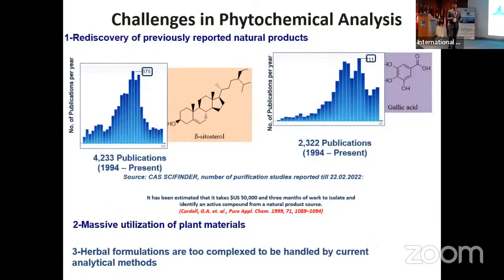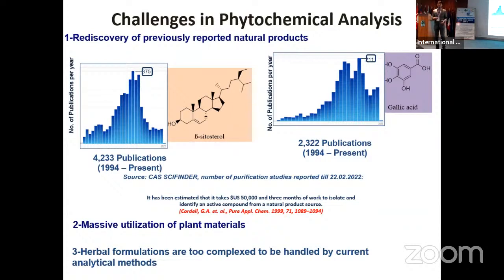But when you are going to deal with the plant and the natural product, there are several challenges. So if you just look at this first part, that is redundant isolation of previously known compounds. This is one of the big issues when you are going to work on the plant side. You can just look at these two molecules as an example. These are very recent data that I have taken yesterday from SciFinder. The beta-sitosterol was so far 4,233 times isolated and characterized.